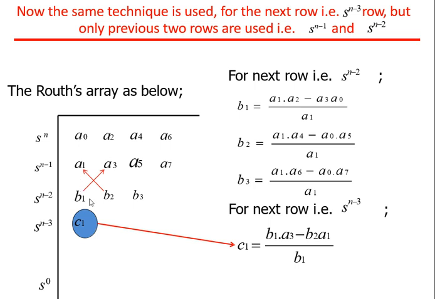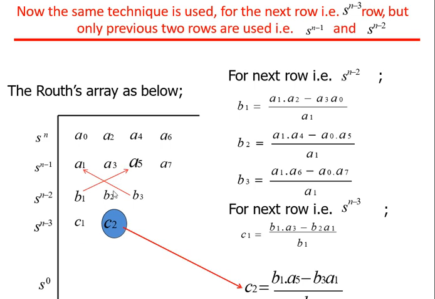Now here C1 is equal to, again very simple to understand, B1 into A3 minus A1 into B2, or B2 into A1, divided by B1. I think you understood this, and you can easily calculate C2, and you also have to understand that there will not be any C3 in this, because the elements will be fewer as we go on calculating. That I have discussed earlier.